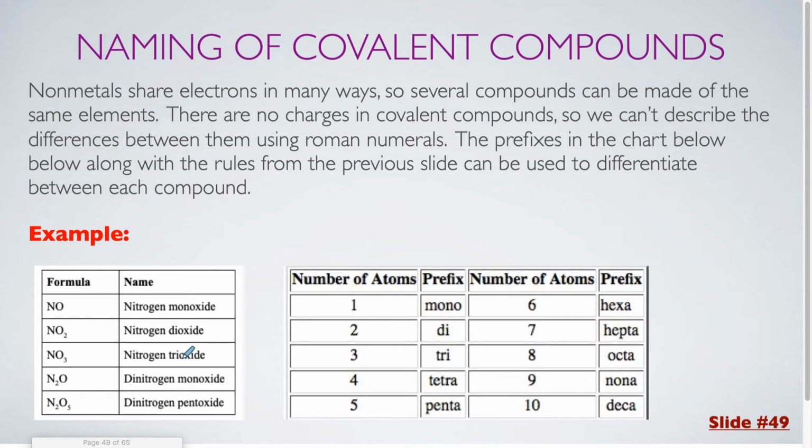Next up, we have nitrogen trioxide because I now have 3 of the oxygens. In our fourth example, we have N2O. Because there is 2 of the first nitrogen, we need to have dinitrogen, so that shows our number of atoms. We have 1 oxygen, monoxide. In our last example, we have N2O5. Again, dinitrogen. Now that we have 5 of the oxygens, it would be pentoxide. Notice that the A from penta is cut off, so that we don't have the A to O combination.